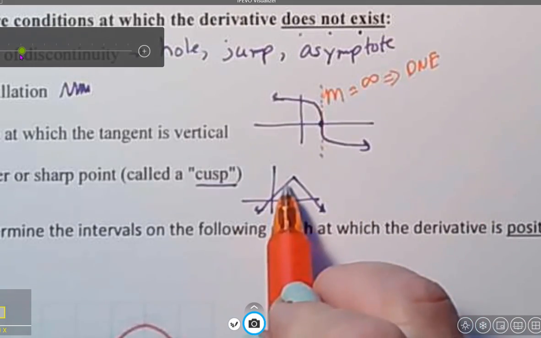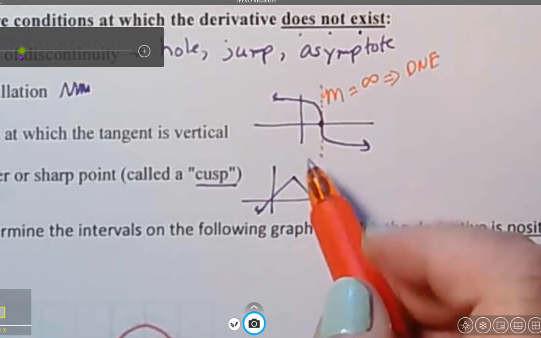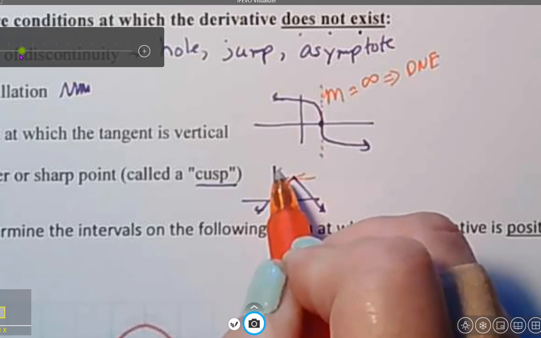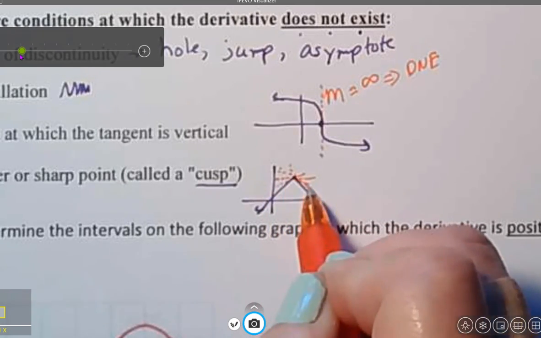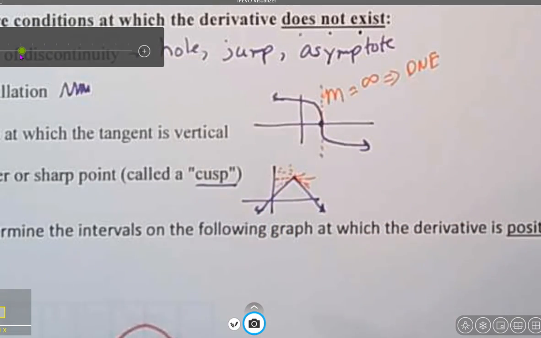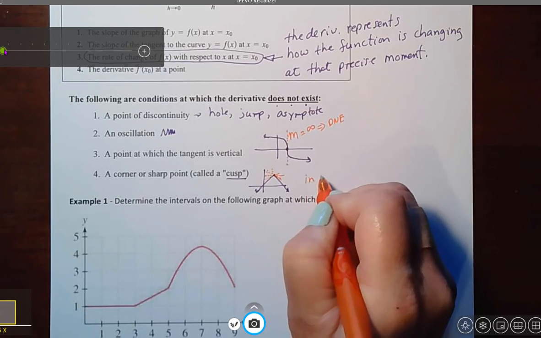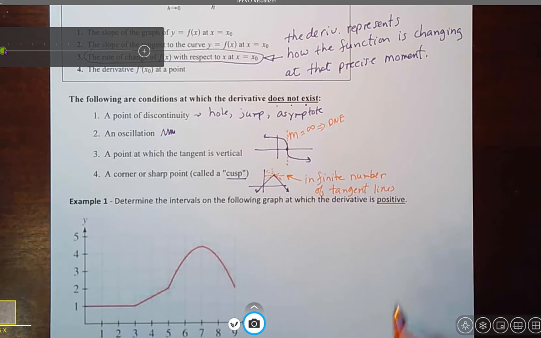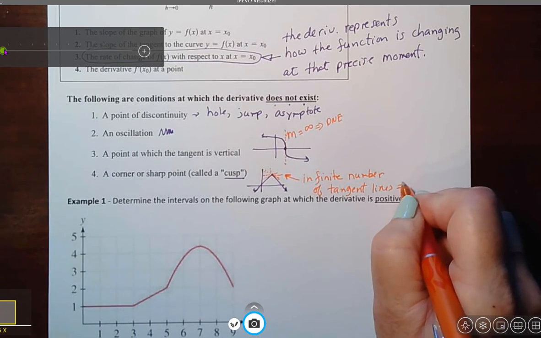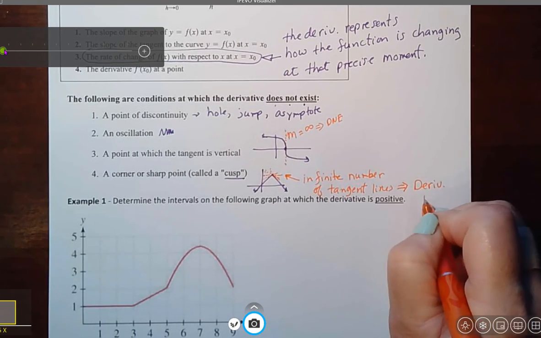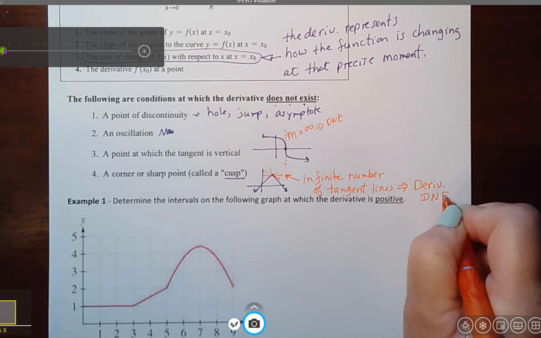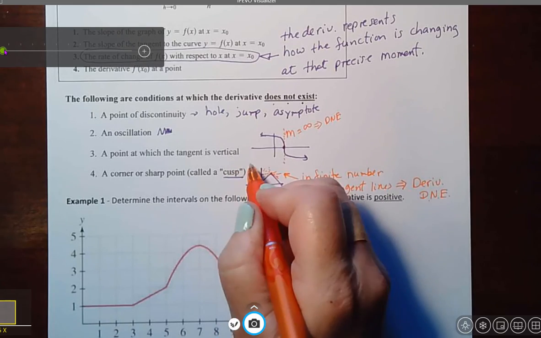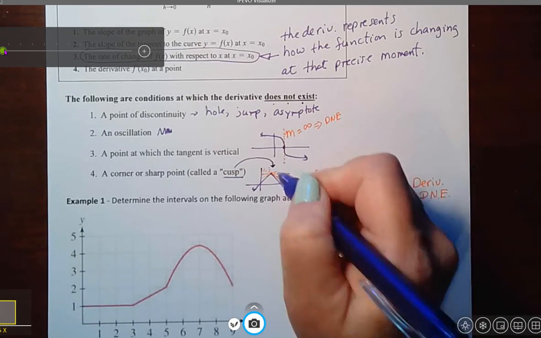How many tangent lines can we get on top of here? Well, here's one. Here's one. Here's one. Here's one. You get the idea? We could get an infinite number of tangent lines. An infinite number of tangent lines implies the derivative does not exist. That's the why. And this cusp is that point right here.